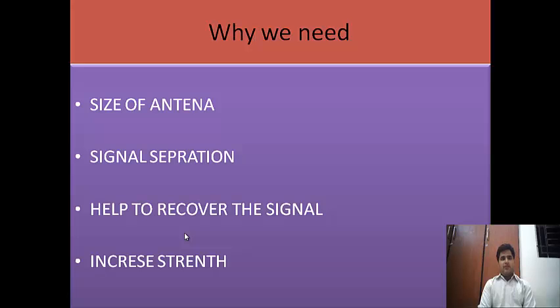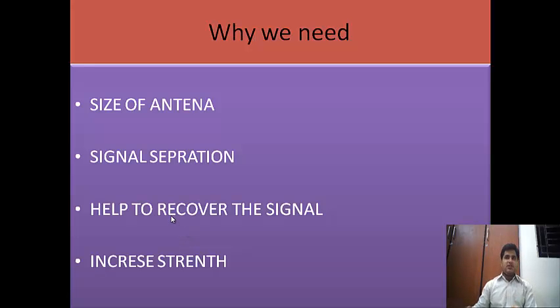By using modulation, we increase the frequency of the message signal. Like 20 kilohertz, we can change it to megahertz and gigahertz. That's why the length of the antenna is decreased. It will come down to about 150 millimeters. Second thing is signal separation.